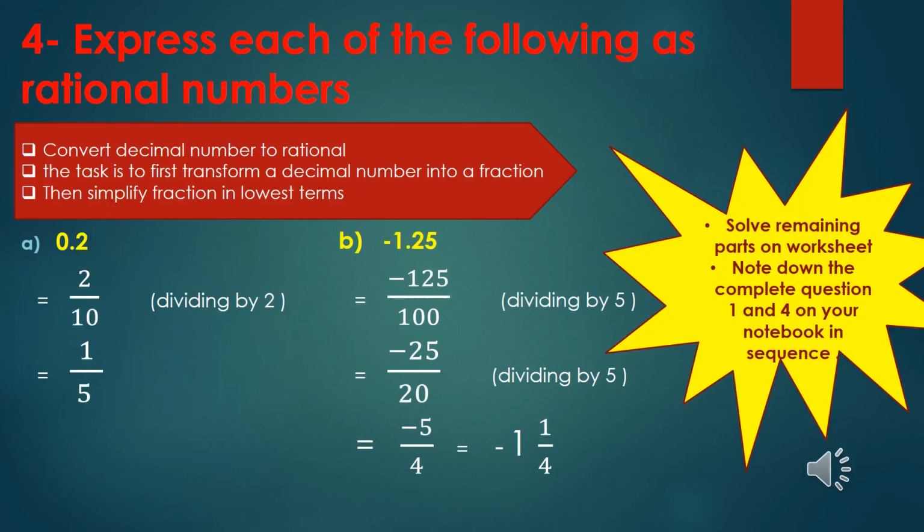Question 4 is to express each of the following as rational numbers. First step is to convert the decimal number to a fraction, and then simplify the fraction to lowest terms. Solve as shown here. Solve the remaining parts on the worksheet. Note down the complete questions 1 and 4 in your notebook in sequence.